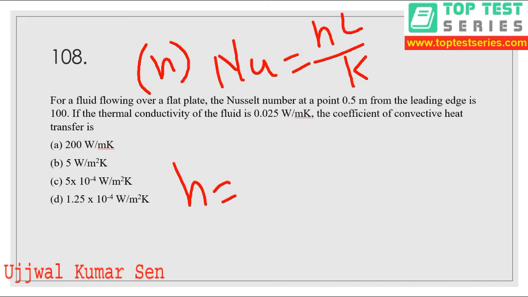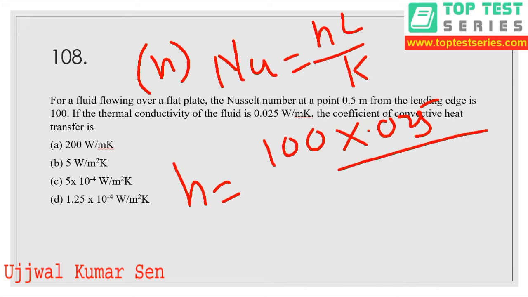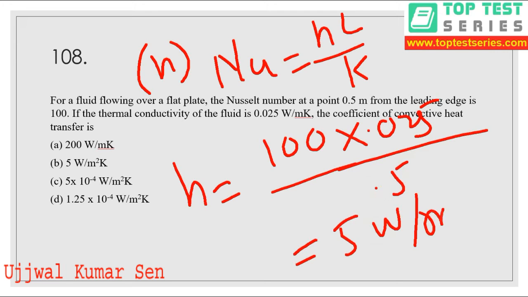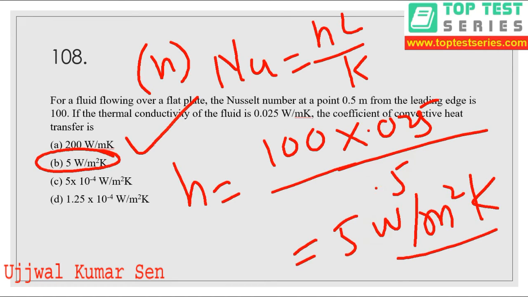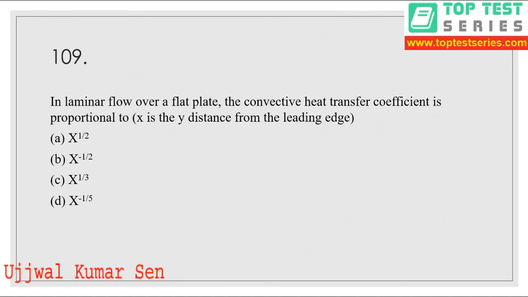So h is equal to the Nusselt number, that is 100, multiplied by k, that is 0.025, divided by L, which is 0.5. Do the calculation and tell the answer. What answer are you getting? That is 5 watt per meter square Kelvin. So option B is the correct answer for this question.